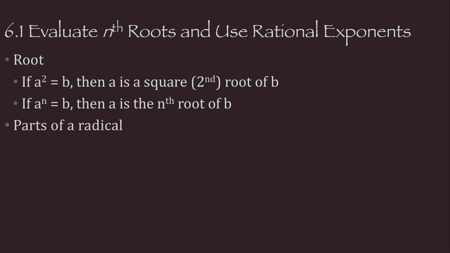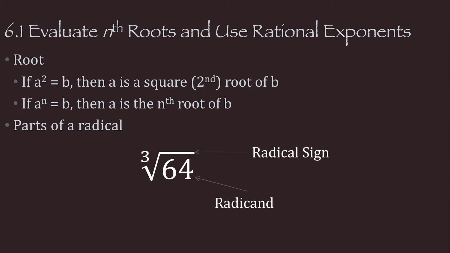If we write it out, the parts of the radical are, so your cube root of 64. The little check marky thing is called a radical sign. The number inside the root is a radicand. And the number up in there is the index and tells you which root you are doing. In this case, a cube root.